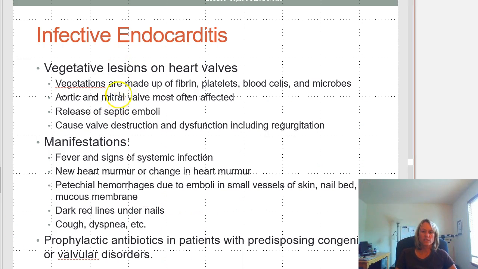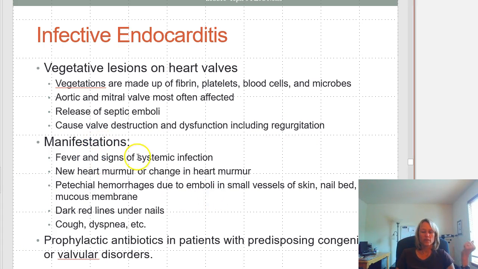Okay, so you have these vegetative lesions on the heart valve. They're made up of the microbes as well as fibrin, platelets, and blood cells. The aortic valve and the mitral valve, the valves on the left side of the heart, are most affected. These vegetations can break off and cause septic emboli, creating other problems within the heart or within the body. It can also lead to valve destruction, and then it can lead to dysfunction of the valve, including aortic or mitral valve regurgitation.